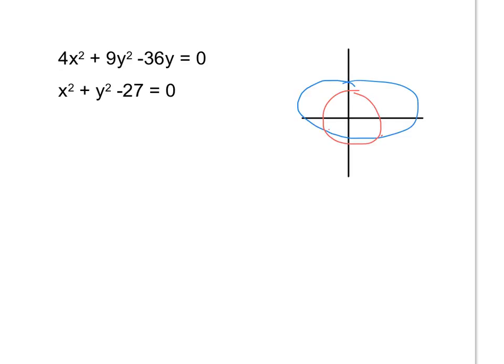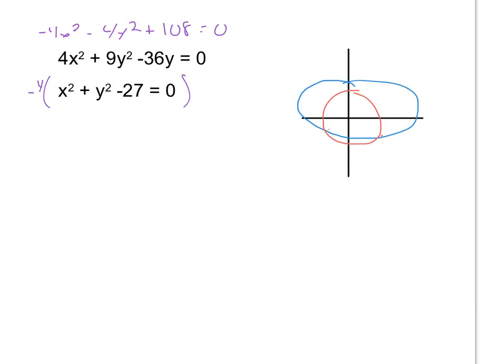I'm going to solve this by elimination. I'm going to get rid of my x squareds, and I'm going to do that by multiplying my bottom equation by negative 4. So I'm going to multiply that by negative 4, and I'm going to write that up top now. I'm going to get negative 4x squared minus 4y squared plus 4 times 27, which is 108, is equal to 0.